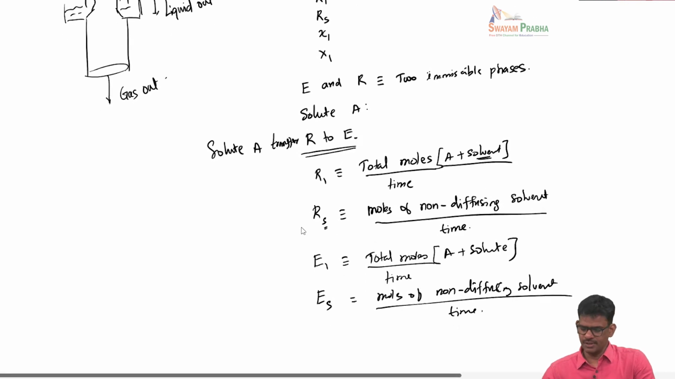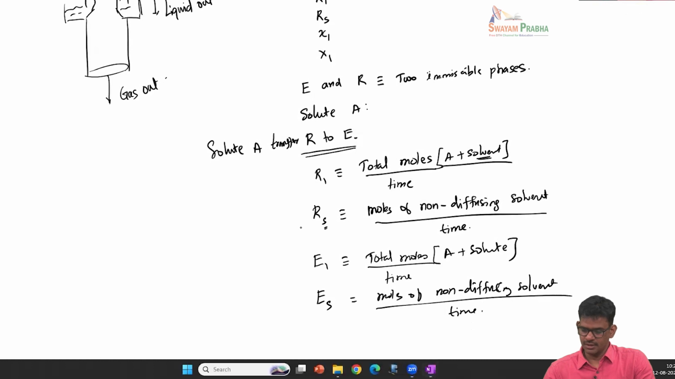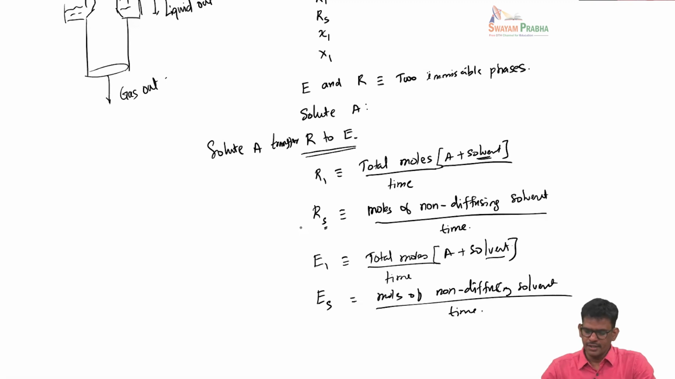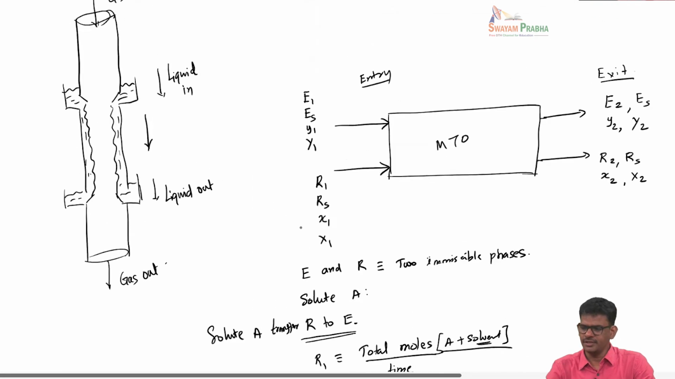Yes, this would be the solvent. Yes, you're right, this would be A plus some solvent. This solvent and this solvent need not be the same. These are two different phases. The suffixes 1 and 2 mean entry and exit. You can see that 1 is used for the entrance and 2 is for the exit.